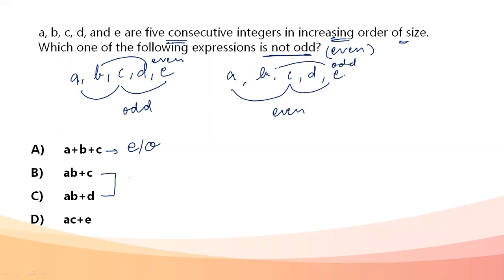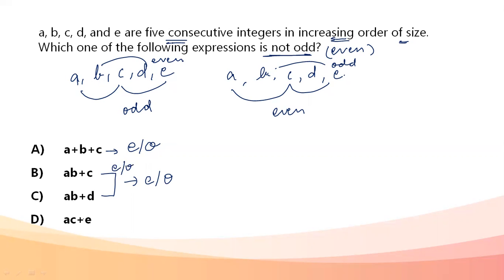Similarly, if we talk about options B and C, these are A into B plus C, and A into B plus D. I'm not clear whether this is even or odd, because A into B is odd into even, which is even, plus C. C is an odd number, so I'll get an odd answer. Now in the second case, here I'll be getting even. So it's either even or odd that is obtained from B and C.